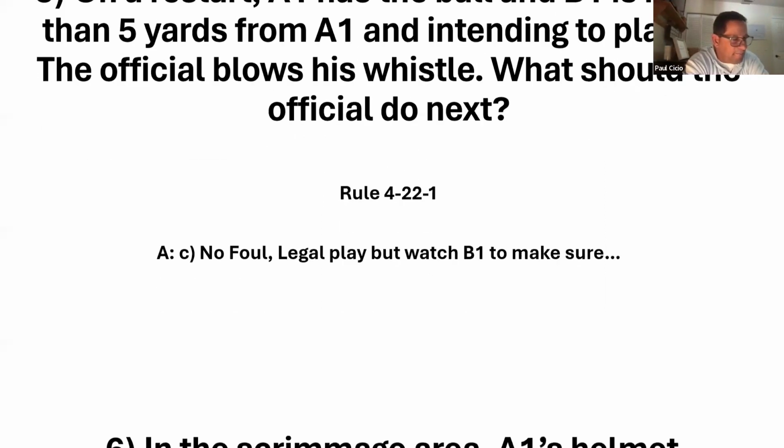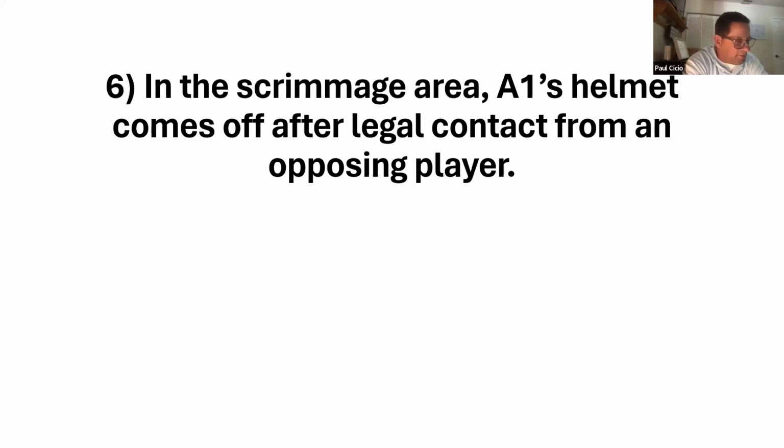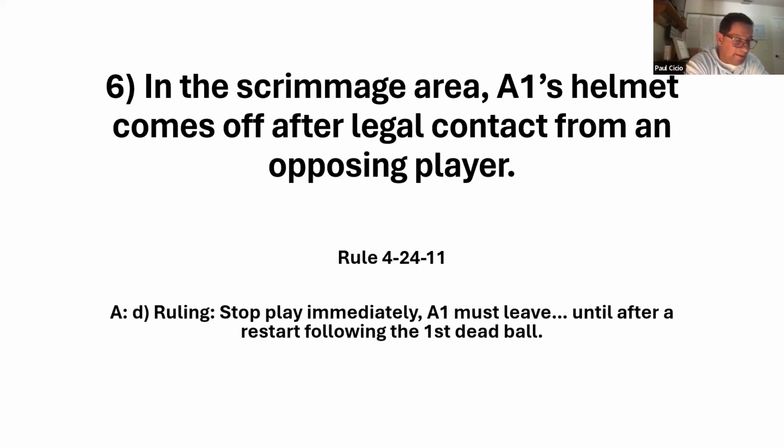Number six, in the scrimmage area, A1's helmet comes off after legal contact from an opposing player. Ruling, stop play immediately. A1 must leave until after a restart following the first dead ball. Okay. Helmet comes off. Okay. He's got to leave the field. Okay. The helmet's treated just like a shoe or a glove in high school. Okay. The only thing is, for the helmet, he's got to come off. Or if he loses his shoe, he can put it back on. But they always have to go off. Okay. No matter if it's illegal or legal, which brings us to number seven.